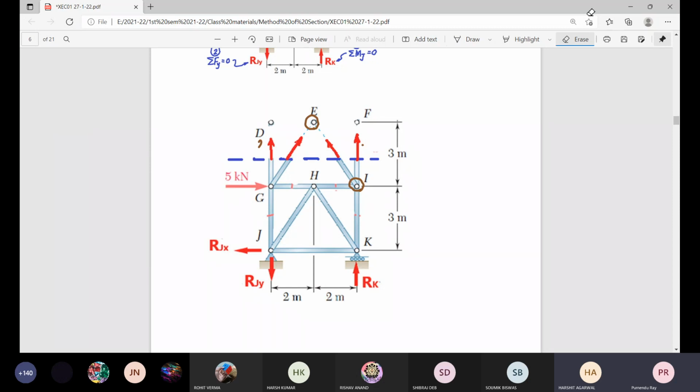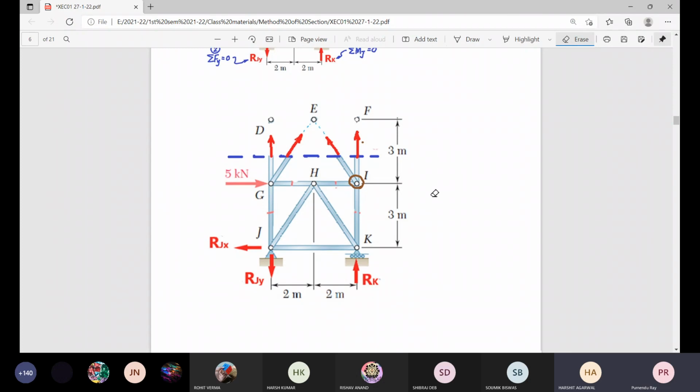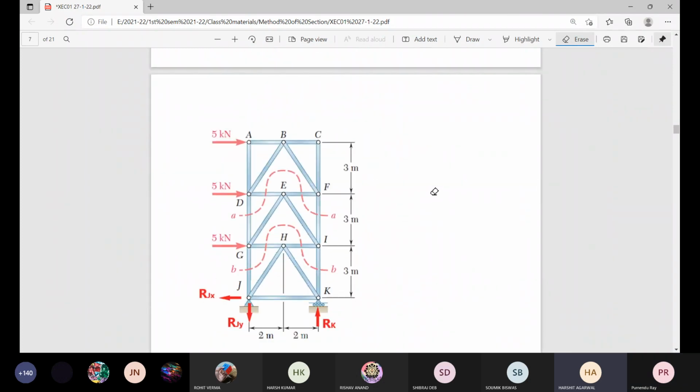So to avoid such a situation, we need to utilize some special type of section. Here is the clue. You don't need to select one flat cutting plane. It may be a curved one in that way. So when you use this cutting plane, what are you getting? This plane passes through this vertical member DG, vertical member EI, and these two horizontal members DE and EF.